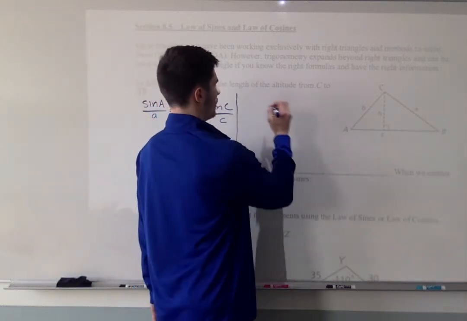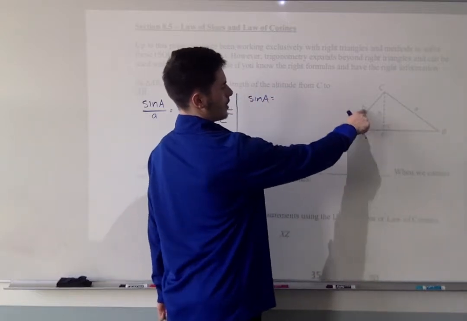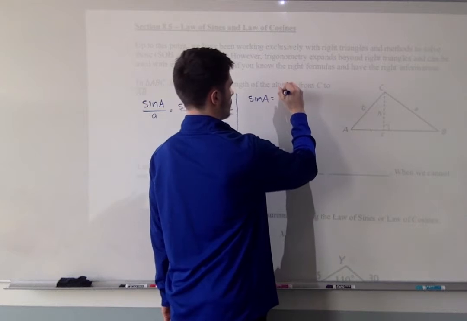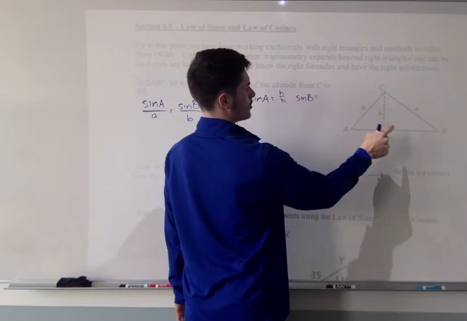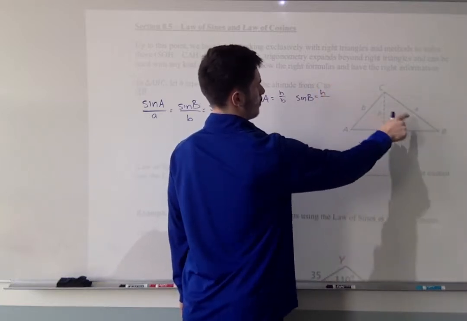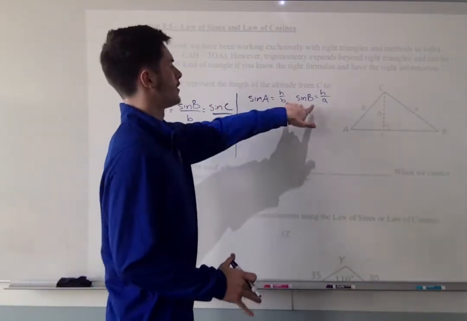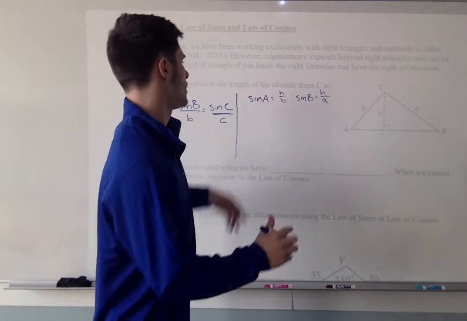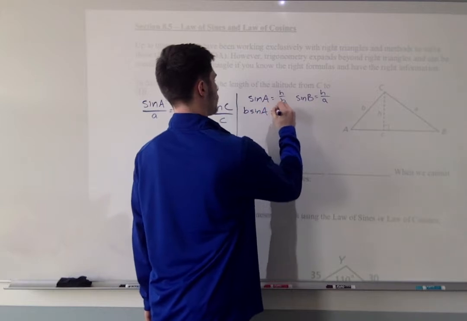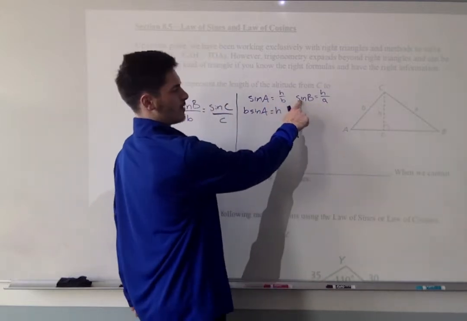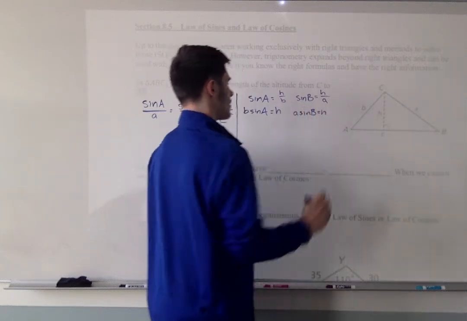So our sine of A equals the opposite over the hypotenuse, so it's h over b. And the sine of B is equal to the opposite over the hypotenuse, h over a. Right? So if we use our algebra with this, let's multiply sine A times b. So we get b sine A equals h. And let's multiply sine of B times a. So we get a sine B equals h.